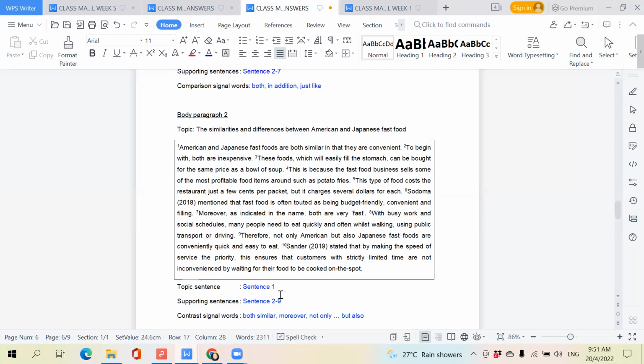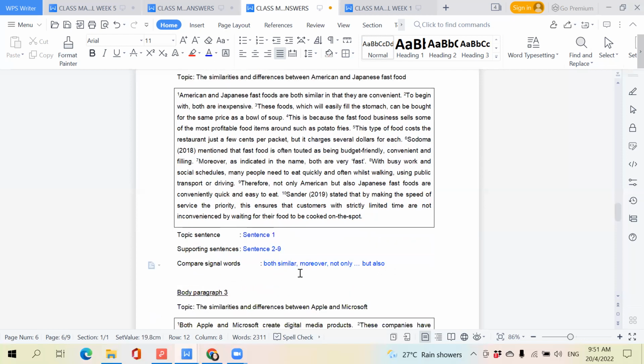Okay, alright, next. What are the contrast signal words? Okay, here the contrast signal, sorry, this is not contrast. This is compare signal words. Compare signal words are both, similar, moreover, not only, but also. So why can I use moreover here? Just now in the thesis statement, we could not use it. Thesis statement is not where you elaborate or explain your ideas. So that's why you can't use moreover, furthermore, in addition, additionally.